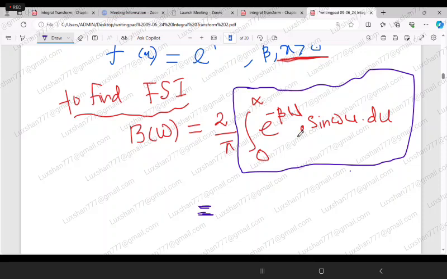So this is what actually. This is what actually, u omega beta. So what is this? Can anybody tell me what this is? 0 to infinity. Look at the limit also. 0 to infinity. What is this?